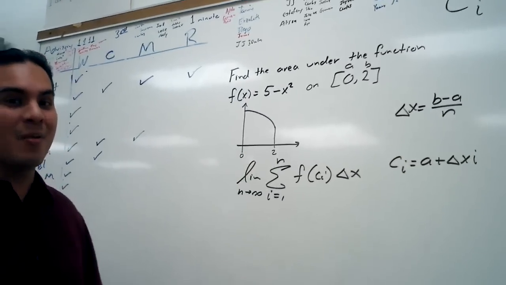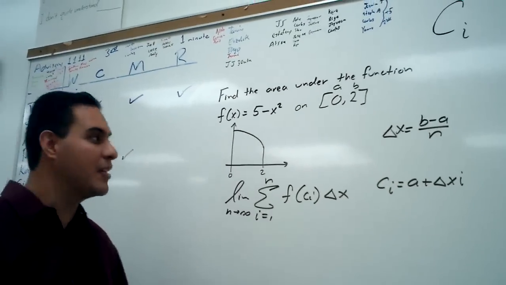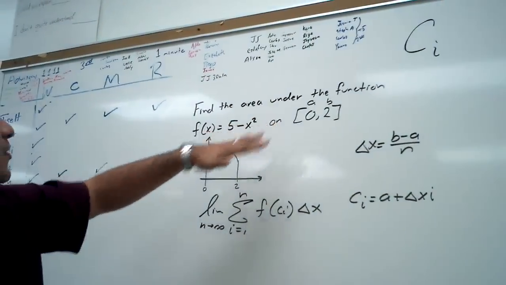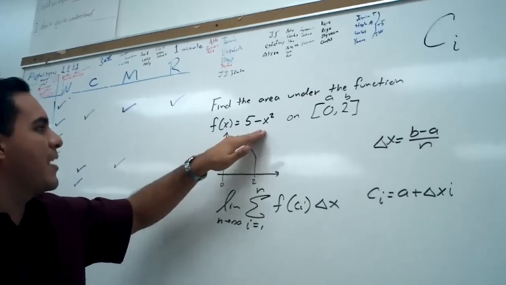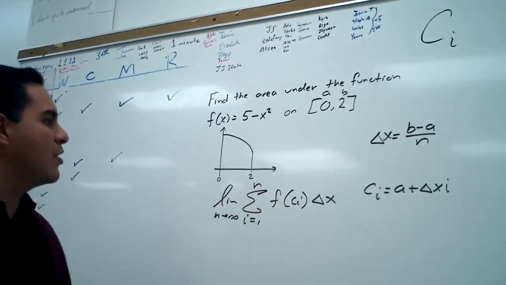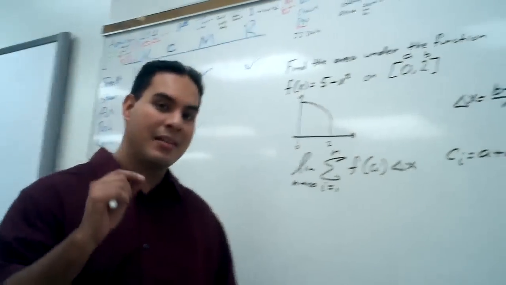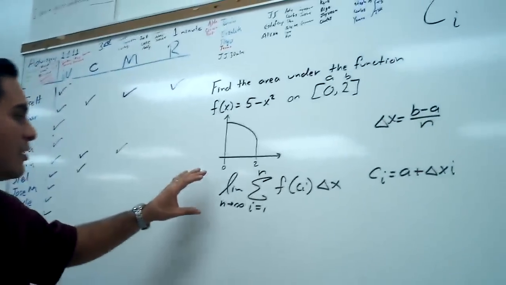Hello calculus students, I wanted to finish off the example that we started off in class, and that is to find the area under the function f of x equals 5 minus x squared on the interval from 0 to 2. And we ended with that to find the actual area under the curve, we're going to use this limit.